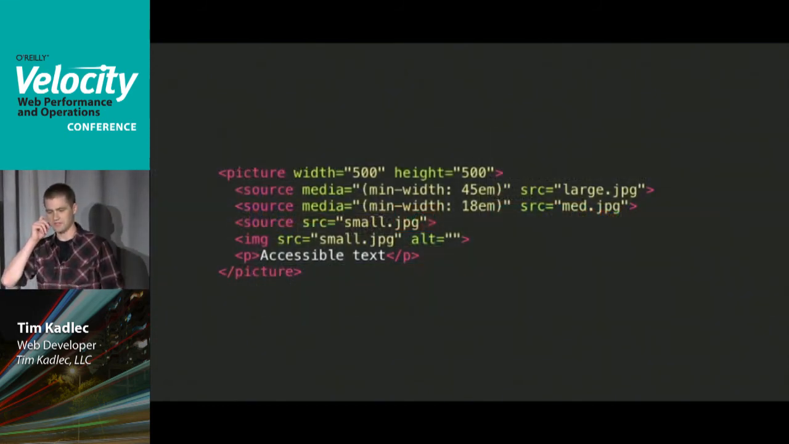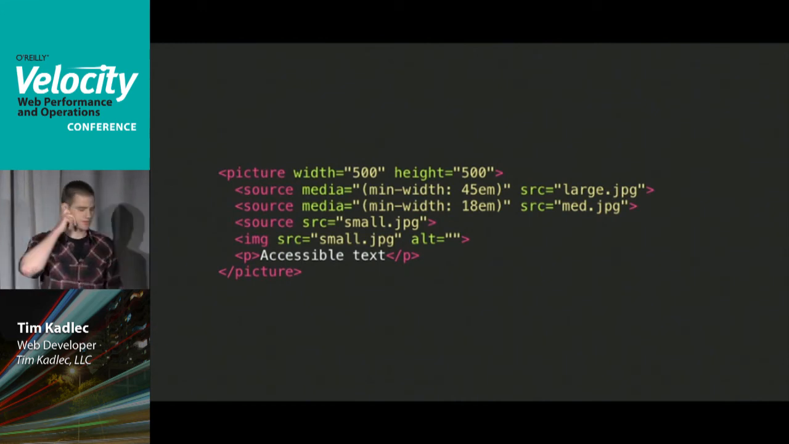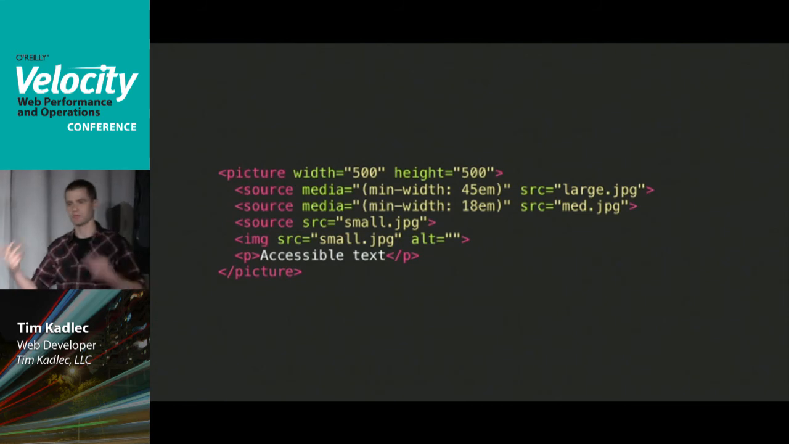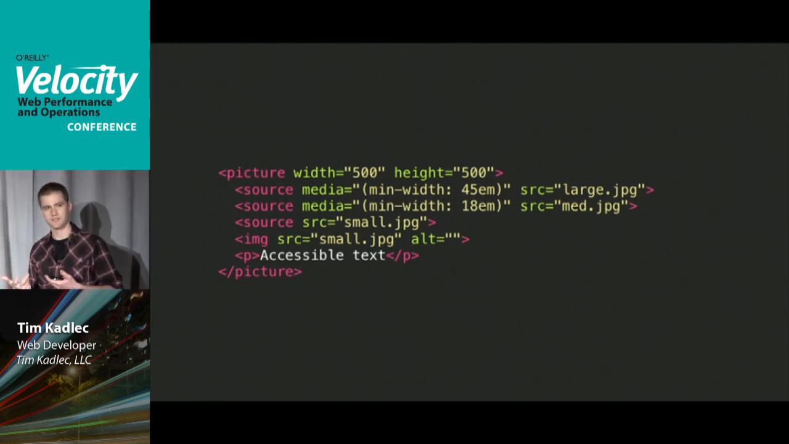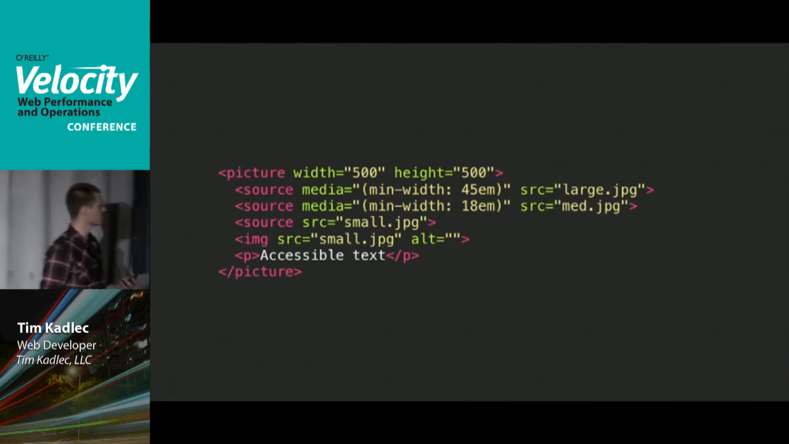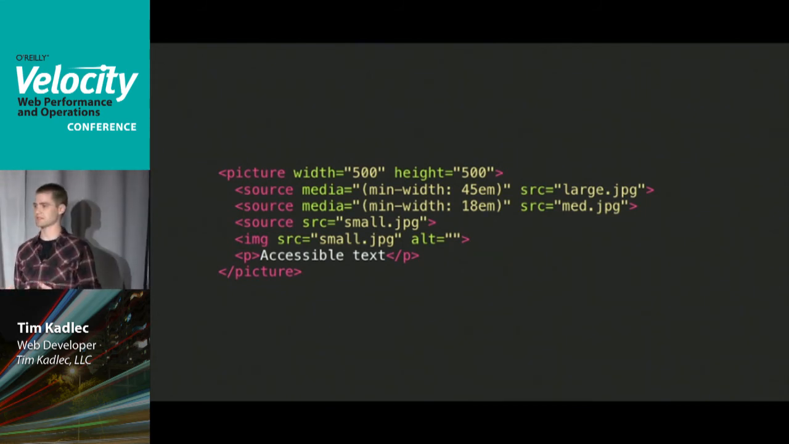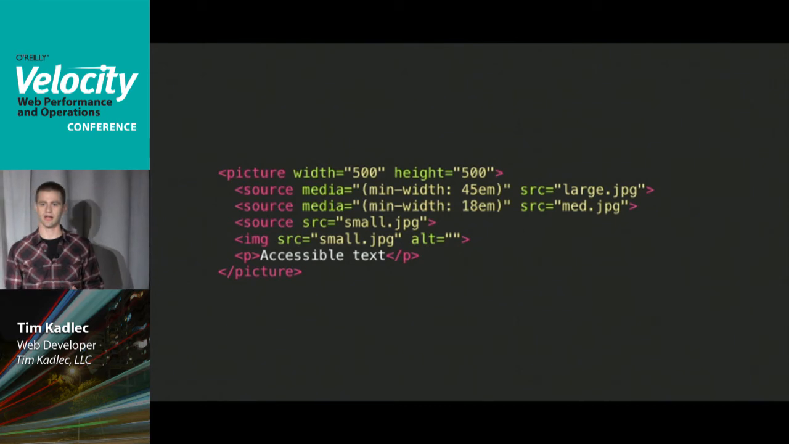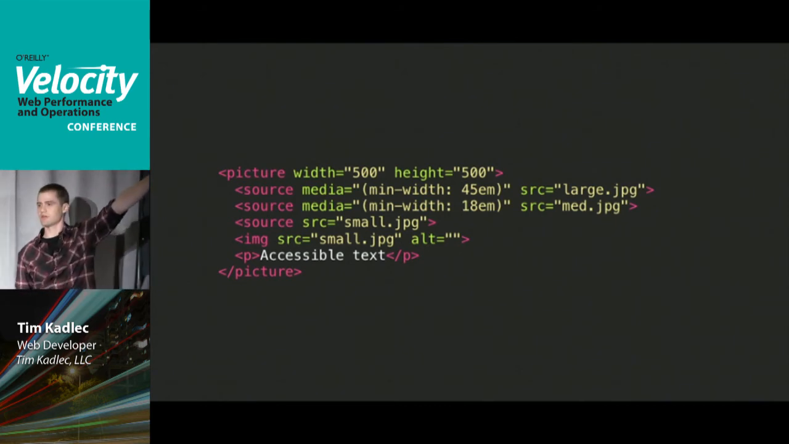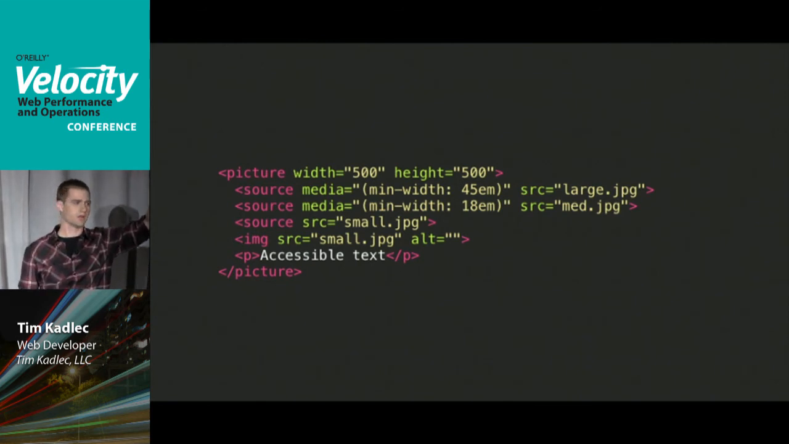Here are the proposals. There's the picture element, which was come up with by a group of developers, and it's got a lot of support in the developer community. There are detractions against it. There are things people don't like. It's a little verbose. This isn't so bad. We've only got two image sources that we're swapping out. It uses media queries. It was trying to mimic the video behavior.